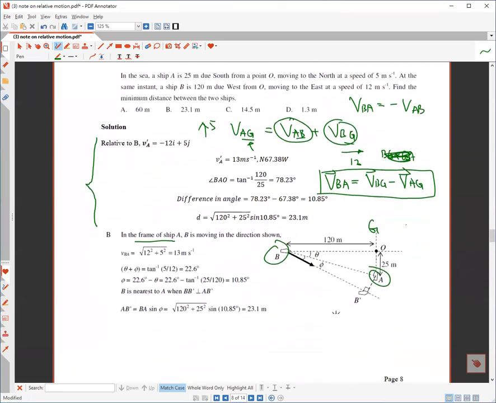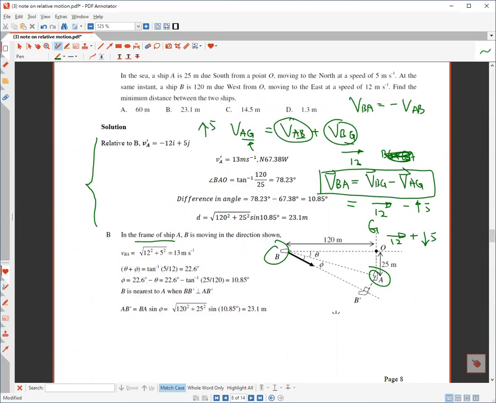Now I think the concept behind it is not that difficult to understand. The velocity of B relative to A is just the velocity of B minus the velocity of A. VBG is to the right 12. VAG is upwards 5. You just do the subtraction of these two vectors. Do you still remember when you do subtraction? That means you do addition, but in the opposite direction, 12 and 5, like this.